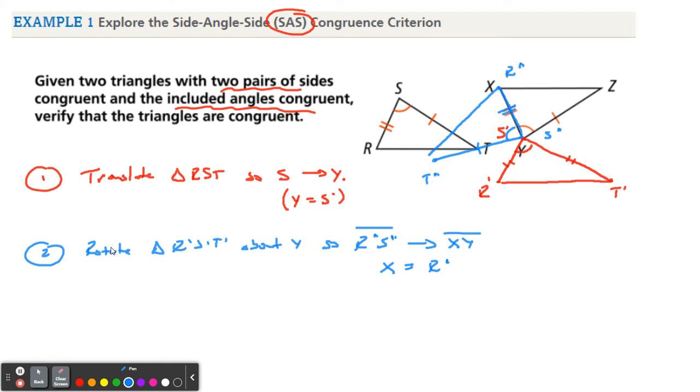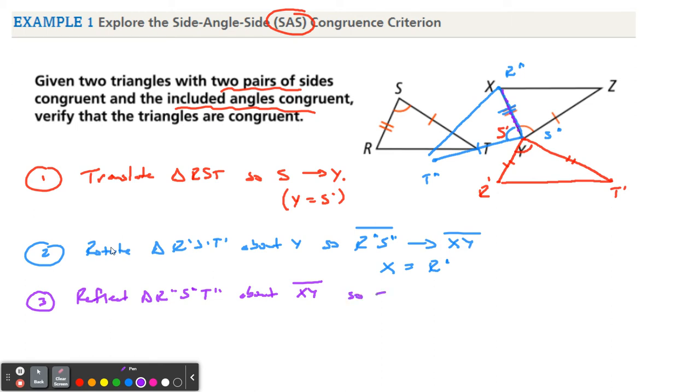Now if you notice here, we have this angle congruent, we have these sides congruent. This is similar to something we did last lesson, but I'm not going to get into it. We're just going to do a reflection now. So step 3, I'll do it in purple. Now we're going to reflect. We're going to take triangle R double prime, S double prime, T double prime, and reflect it about segment XY, the segment in between these two triangles.